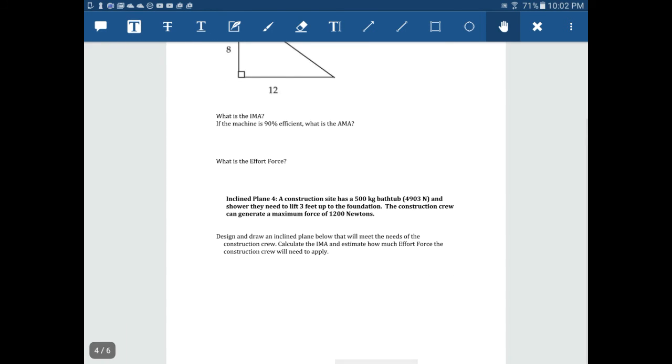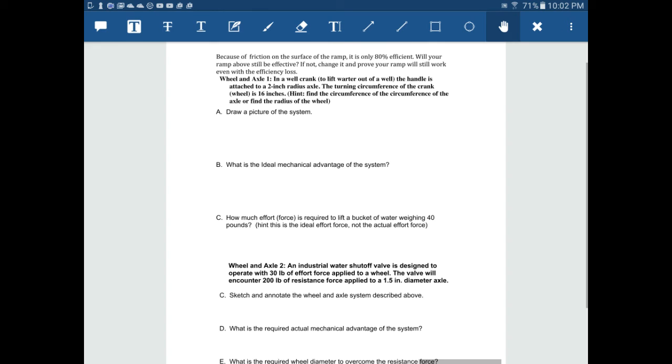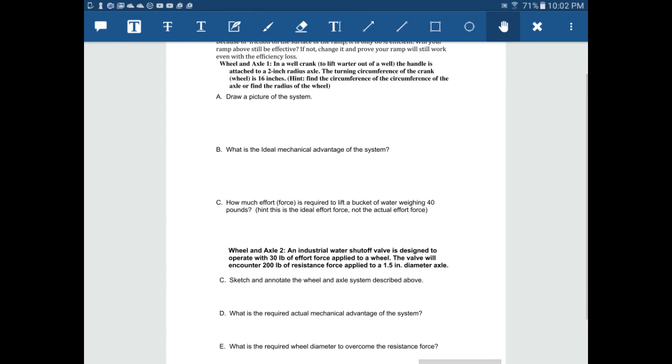Okay, moving on to our last one. We got a couple of inclined planes here. Wheel and axle 1, right here. Okay, so wheel and axle, perhaps the hardest to visualize and to calculate, but well, the calculations are still the same, so it's really not any harder to calculate. It's just kind of hard to know exactly what's going on there. All right, so let's read the problem here.